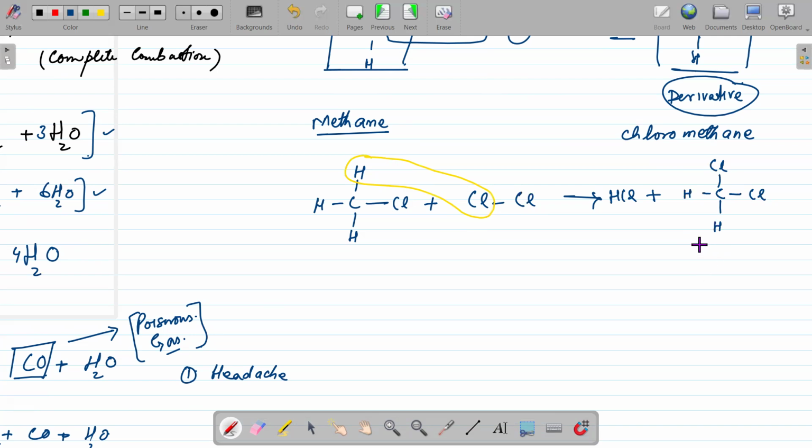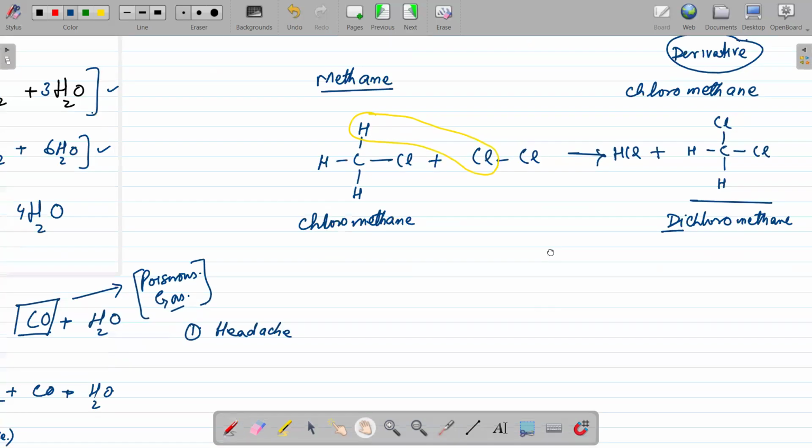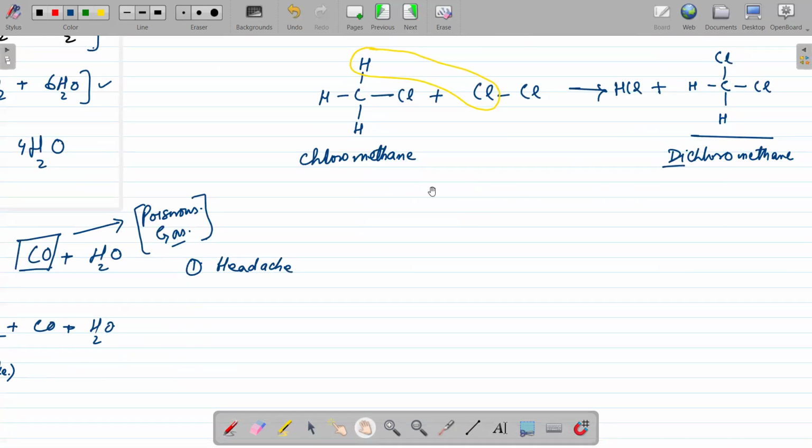Now, I want to name this compound. Our reactant was chloromethane. Now, in the product, we have two chlorine atoms bonded with the carbon. So it will be dichloromethane. Why? I'm using the prefix di because there are two chlorine atoms. So this process will keep on going until all the hydrogen atoms are substituted by chlorine atoms.